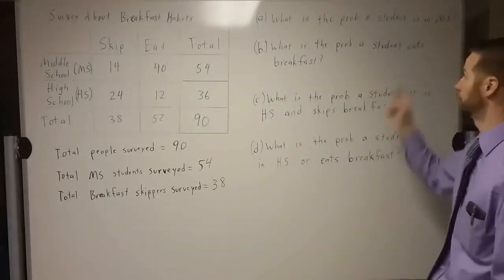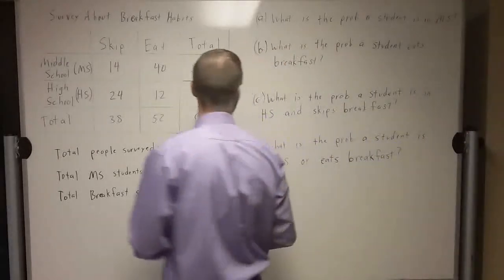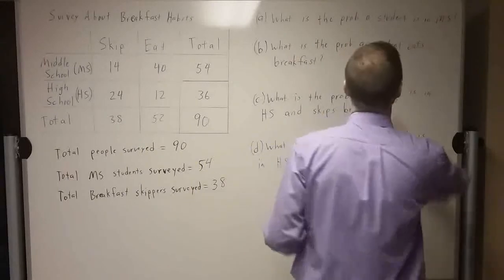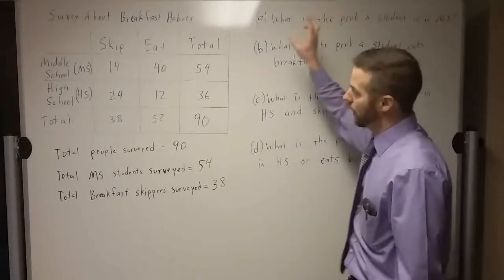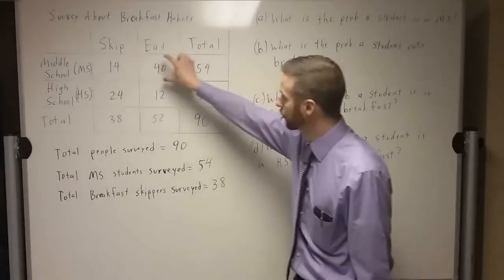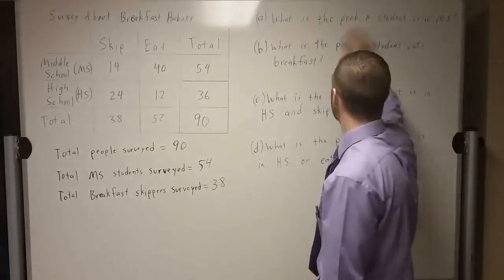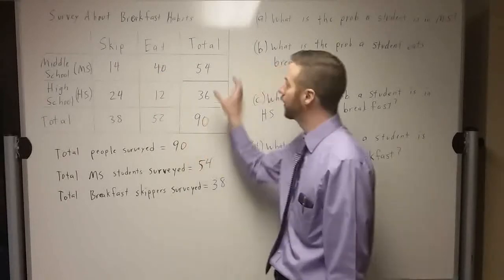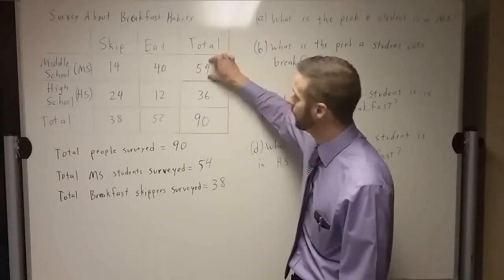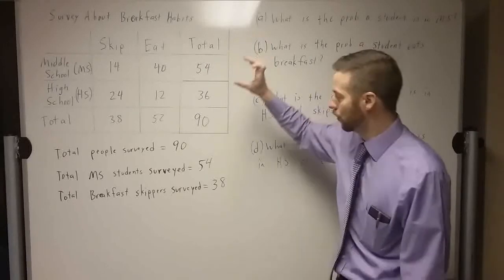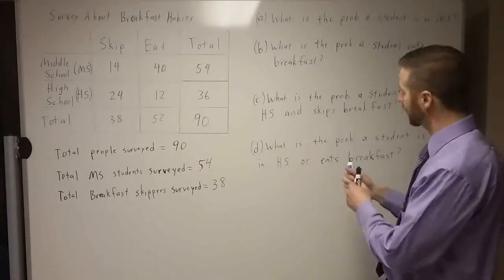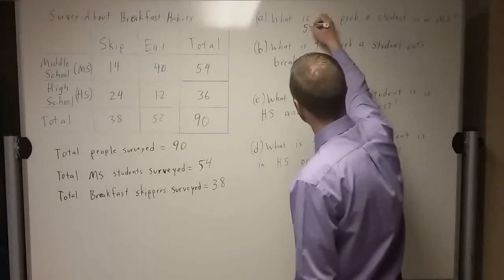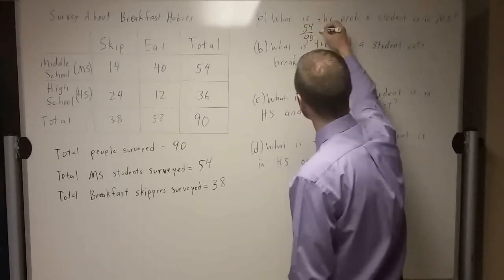Now let's see if we can compute some probabilities that go along with the information here. What is the probability that a student is in middle school? If they're in middle school, we have to think how many total middle school students do we have? We're just worried about if they're in middle school. We're not worried about if they eat breakfast or skip breakfast, it doesn't matter. Middle school students, we have 54 total out of our total number of students, 90. So the probability that a student is in middle school is 54 out of 90.